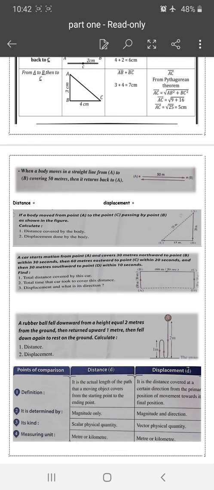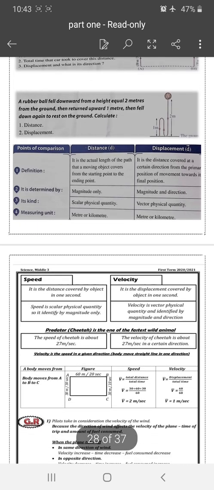But if we move from A to B to C, the distance between A and B and C is AB plus BC. AB is 3 plus BC is 4, 3 plus 4 equals 7. But the displacement from A to C is the shortest straight line between A and C. We take it from the Pythagorean theorem. AC is the hypotenuse here, right? This is a right angle. So the hypotenuse equals the square root of AB power 2 plus BC power 2, and 9 plus 16 gives 5 centimeters.